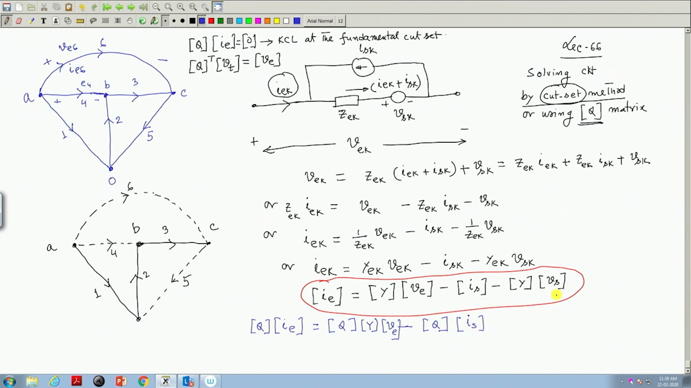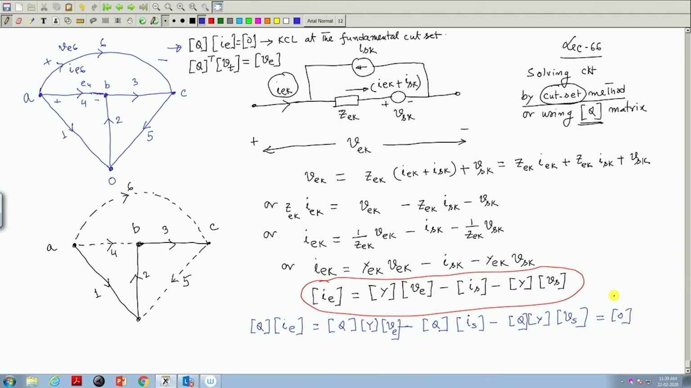Is and Vs are column vectors, minus Q into Y into Vs. This will be the thing. Now, obviously, Q into IE will be equal to 0 because of this. So Q into IE must be equal to a zero column vector.